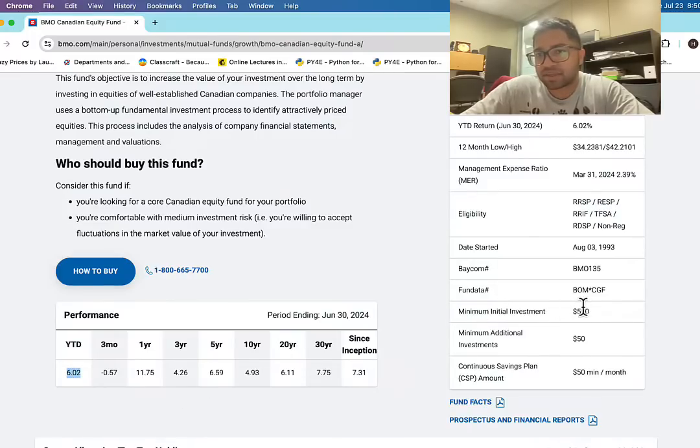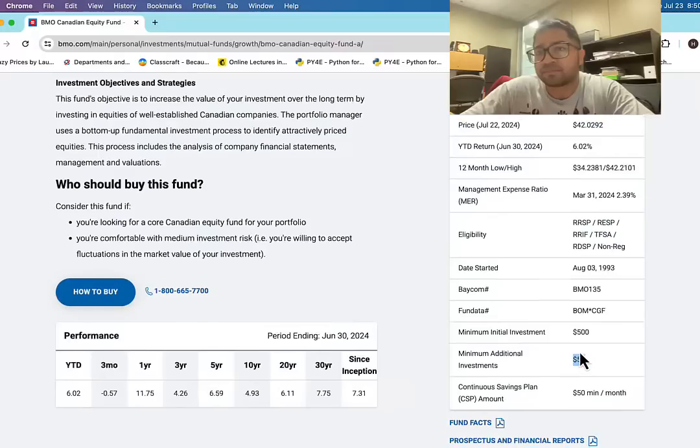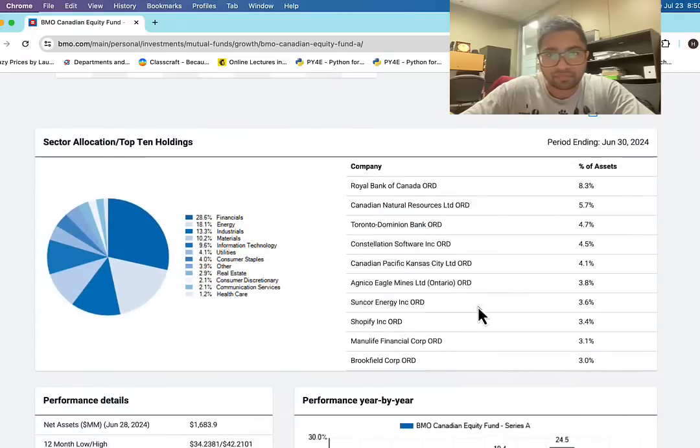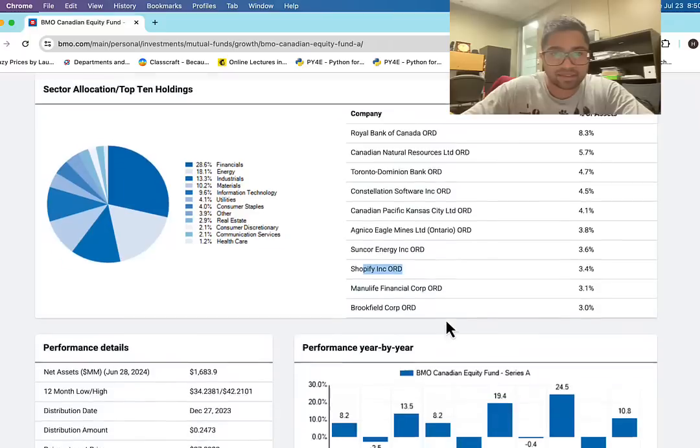The minimum investment is $500 one time, and you can start a monthly minimum contribution of $50 per month. The management fee is 2.39%. The fees that you pay every year is 2.39%. You can add them into all of these accounts: RRSPs, tax-free savings account, RESPs, etc. What do they contain? Mostly Canadian stocks. So Royal Bank of Canada, then Canadian Pacific Railway, Suncor, Shopify, etc.